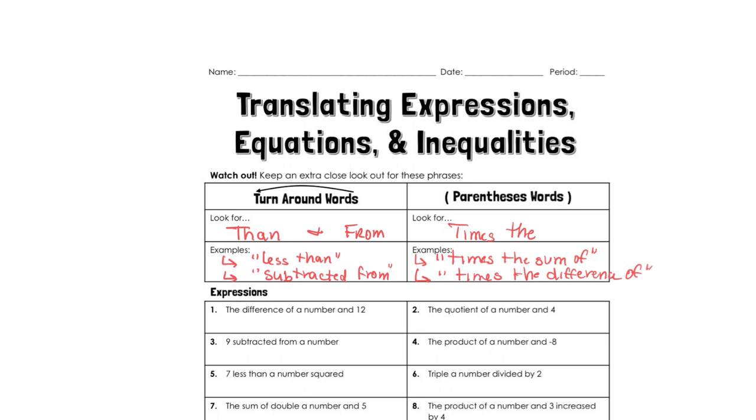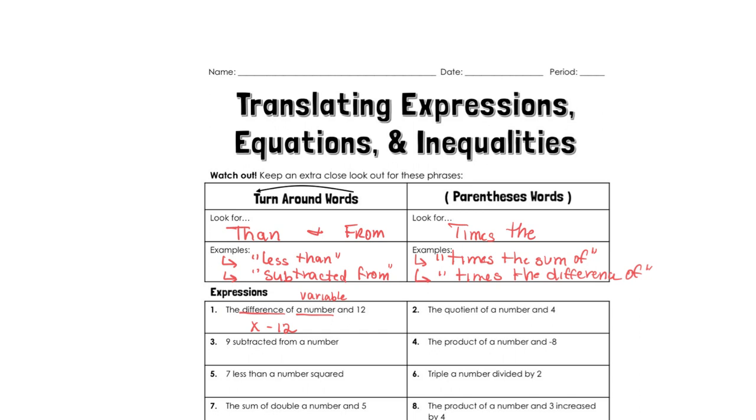Number one, the difference of a number and 12. The difference means to subtract. So a number is the variable. So the difference of a number and 12 would be x minus 12. Now you can use any variable, doesn't matter which variable you use.